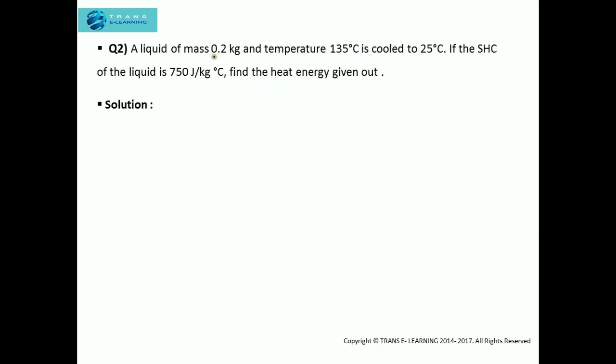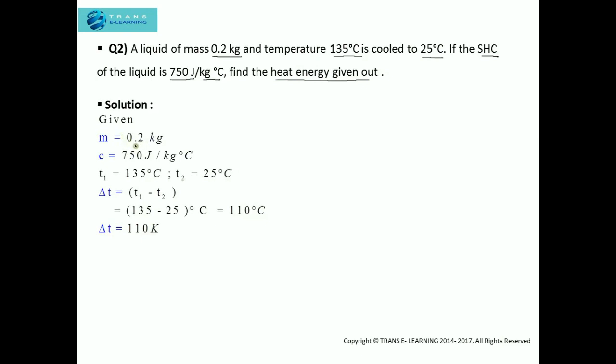A liquid of mass 0.2 kg and temperature 135 degrees Celsius is cooled to 25 degrees Celsius. If the specific heat capacity of the liquid is 750 joule per kg per degree Celsius, find the heat energy given out. So first of all, we need to analyze what is given and what needs to be found. The mass of the liquid is given as 0.2 kg, and we need not do any conversion because the specific heat capacity also has the unit kg. So the specific heat capacity is given as 750 joule per kg per degree Celsius.